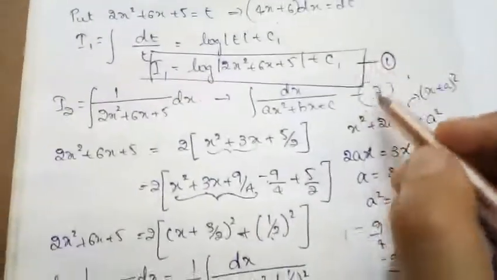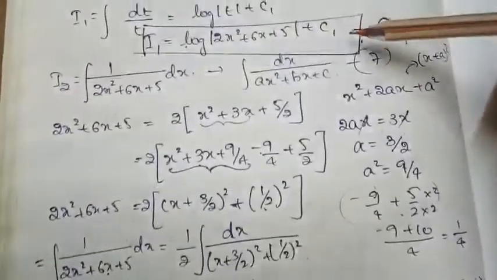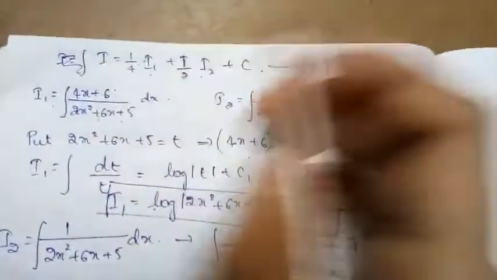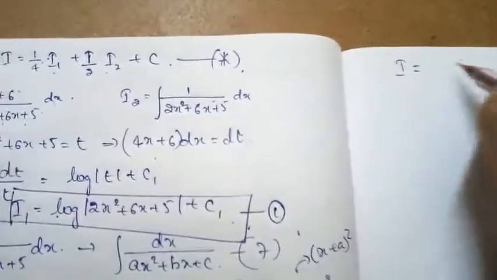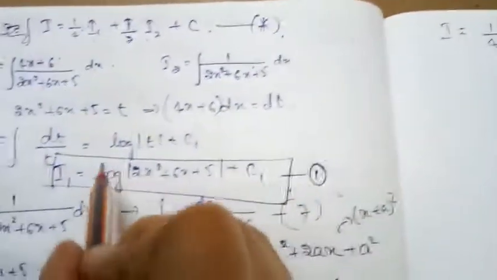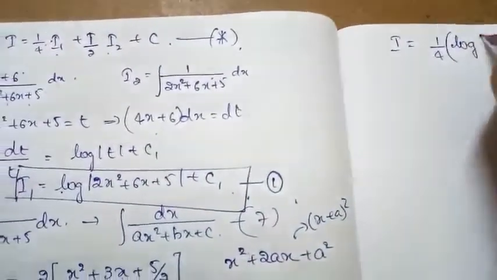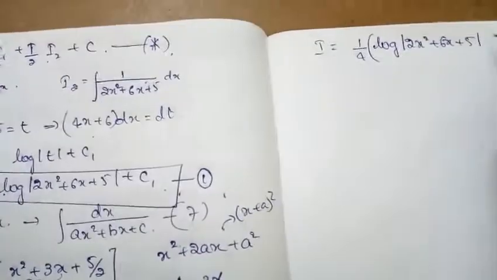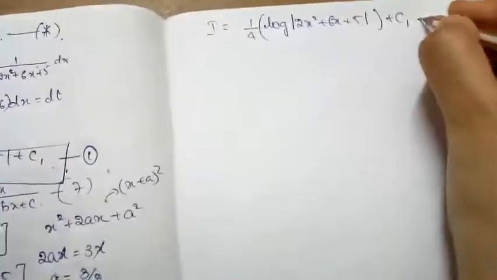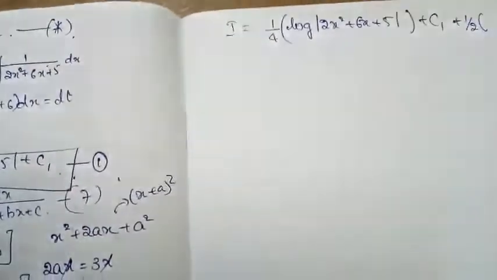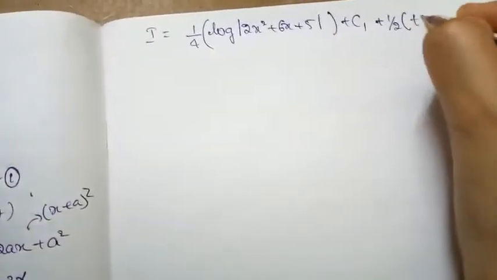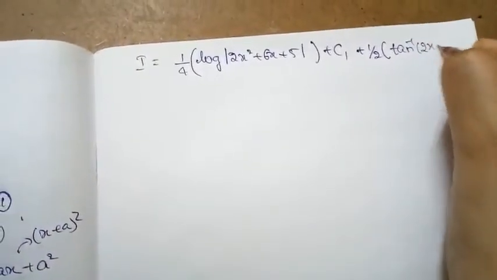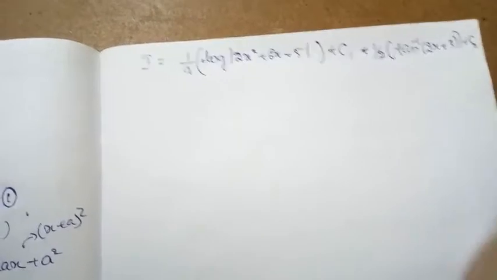What was our equation 1? I1 was our equation 1, I2 was our equation 2. So substituting both 1 and 2 in this big star, I is equal to 1/4 times I1. What was our I1? Log of mod 2x² + 6x + 5 plus c1. After that, what we had? 1/2 times I2. What was our I2? It is nothing but tan⁻¹(2x + 3) + c2.